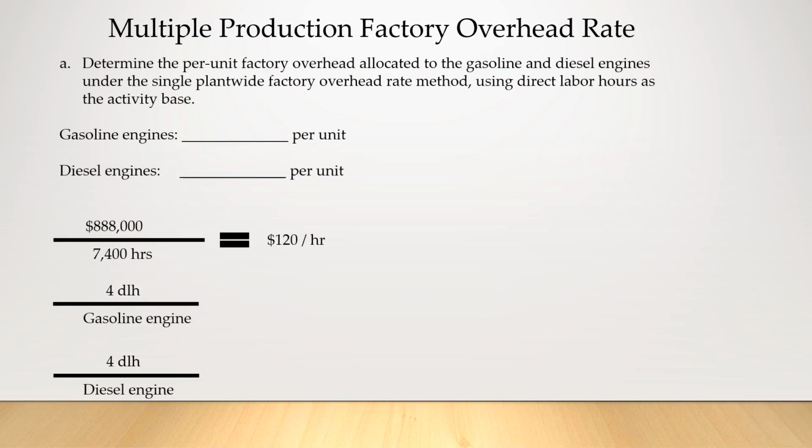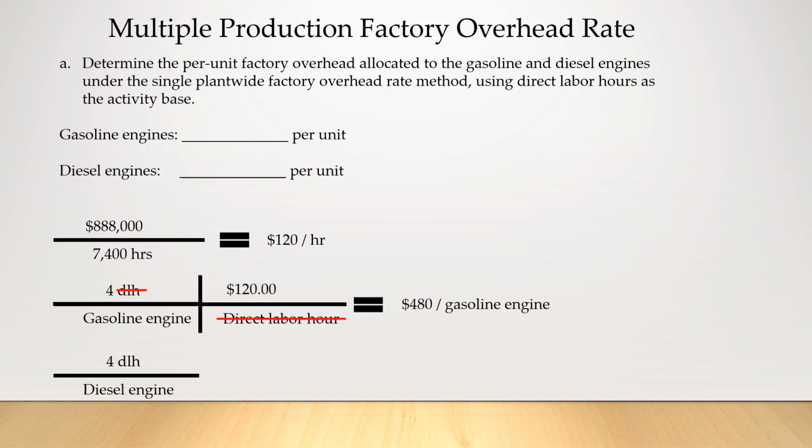So each gasoline and diesel engine requires 4 direct labor hours to produce. We'll then multiply those hours by the overhead applied on a per hour basis, and we get $480 of overhead per gasoline engine. We'll also get the same amount of overhead per diesel engine because the per unit labor hours and the allocation rate are the same.